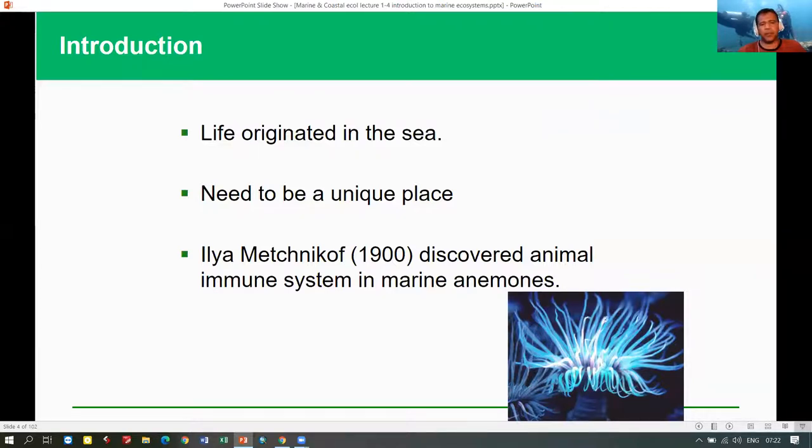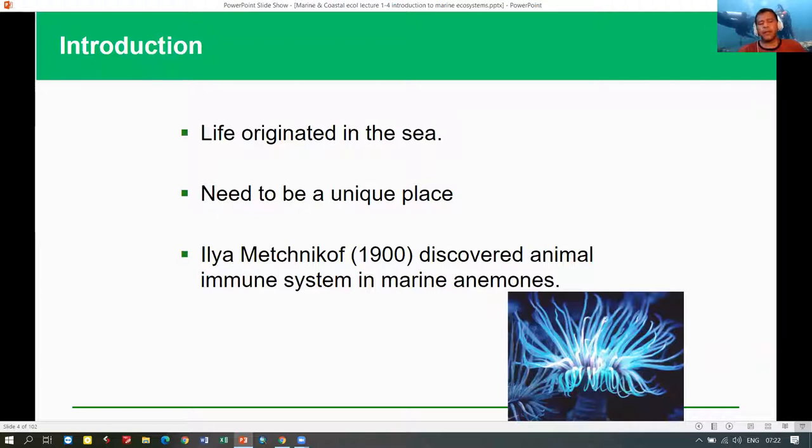Right? The first life began in the ocean, so there should be something unique in the marine environment that is usually not in the terrestrial environment, or not even in freshwater ecosystems or freshwater habitats. So what is the uniqueness in the marine environment which led to the origin of life in the first instance, right?